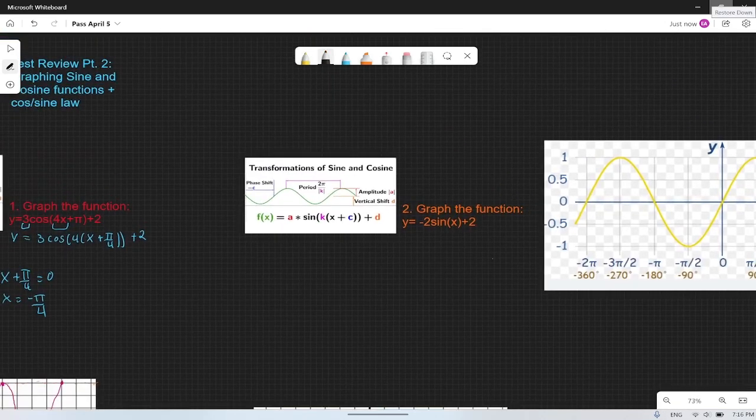Alright, next up we have a sine function here. So I'm going to start by writing our values. So our amplitude is 2, but we also have this negative here, so that means there is a vertical reflection.